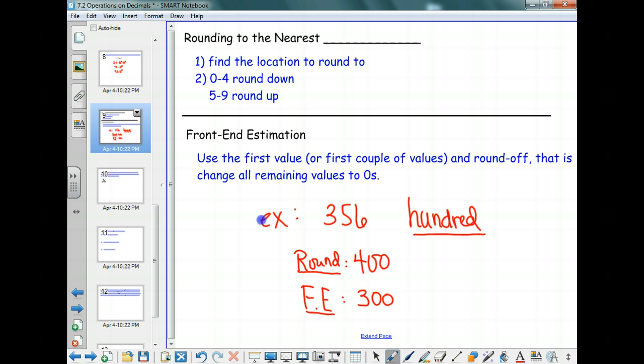So, as you can imagine, sometimes that's fine. If the number had been 302, and I rounded it to 300, I'm happy enough with that. If the number had been 399, and I rounded it to 300, I'm not so happy with that. But it is a method of estimation called front-end estimation. So we're going to do an example with that.